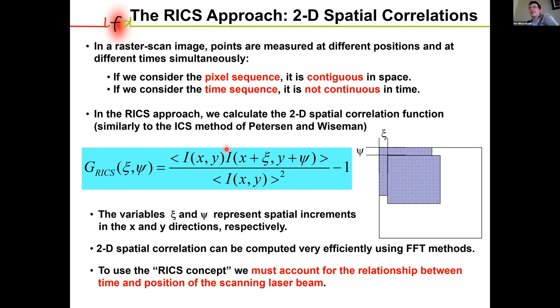Multiply, take the average, and then divide by the intensity squared. And we can set it down to 0 by subtracting 1. So the important variables are xi and psi, which represent the spatial increments in x and y directions. So how much pixel shift and how much line shift we're taking into consideration.